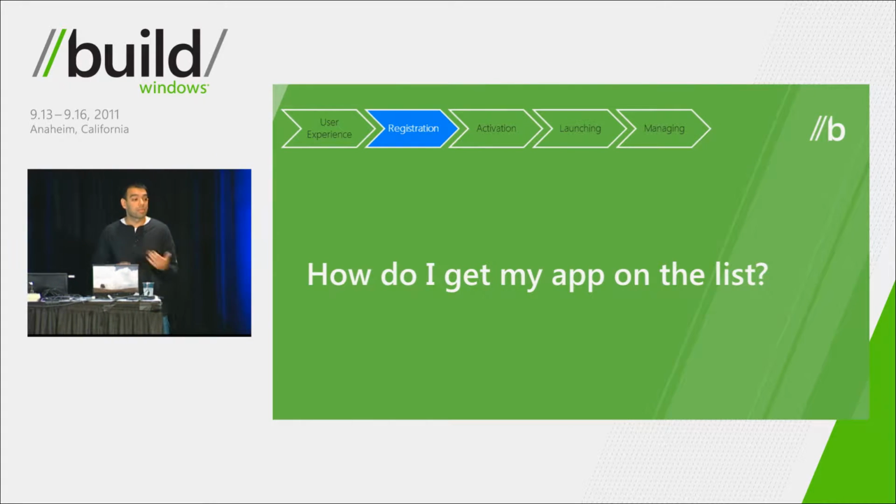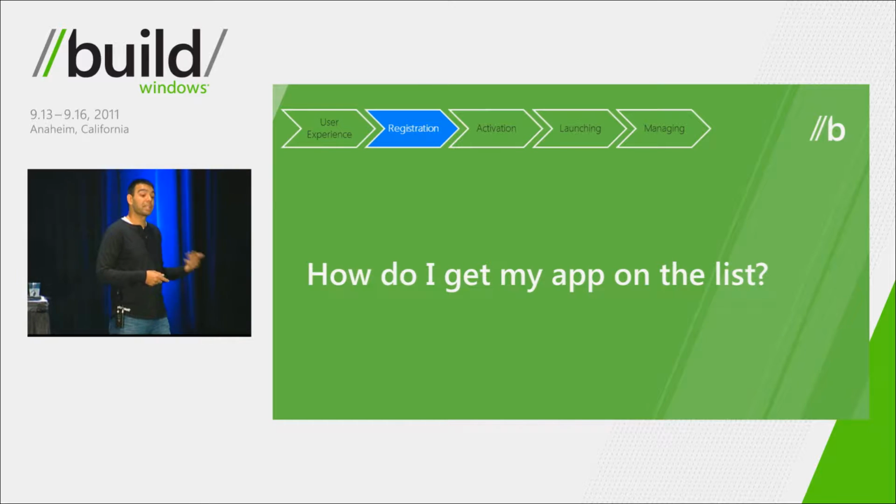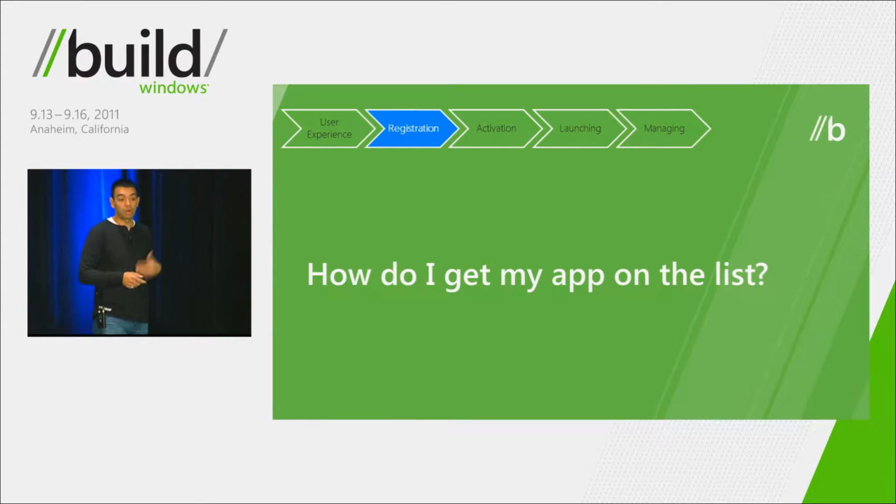So we've talked a little bit about the overall user experience model. Let's talk about how do you actually get your applications to show up in that list. What's the work required of you as app developers to ensure that you can register for these associations?